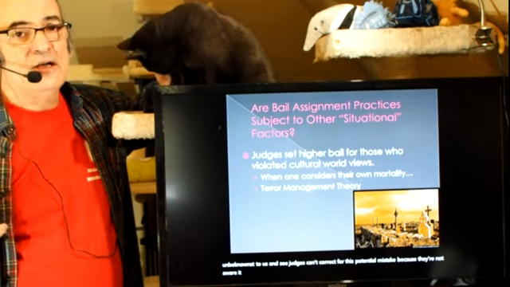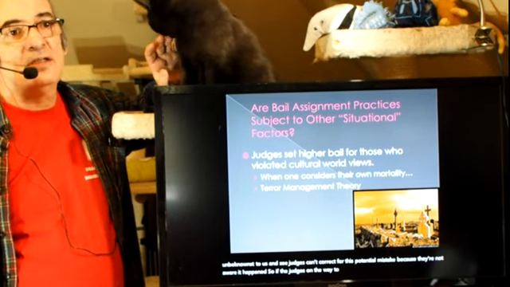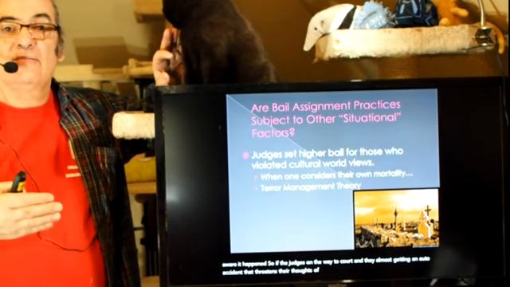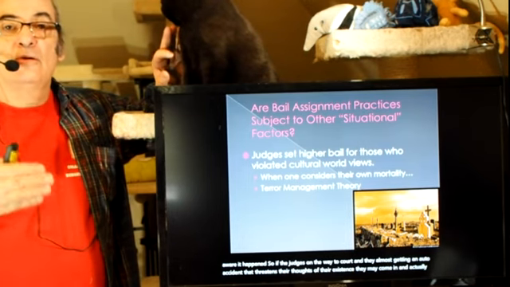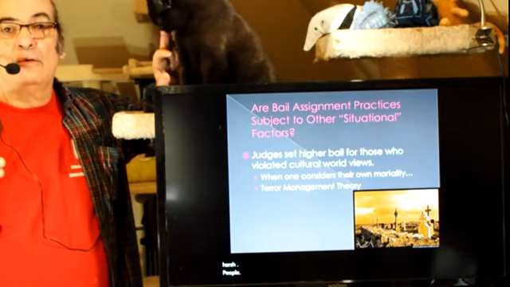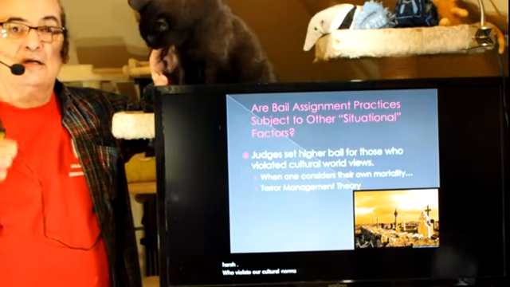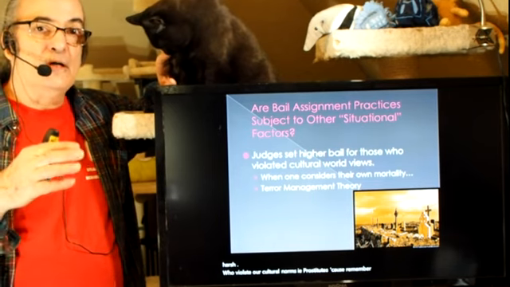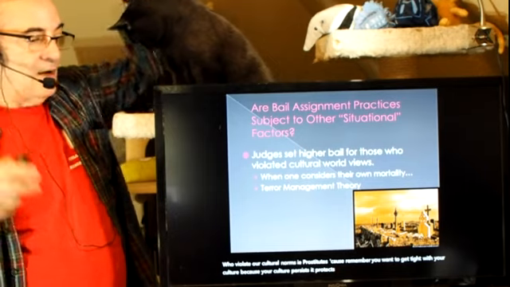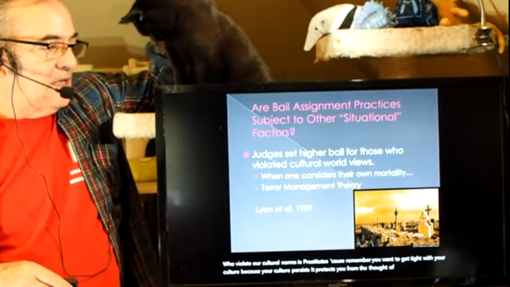So if a judge is on the way to court and they almost get in an auto accident that threatens their thoughts of their existence, they may come in and actually be more harsh towards people who violate our cultural norms, i.e. prostitutes. Because remember, you want to get tight with your culture because your culture persists. It protects you from the thought of your own death. So that came to us from Lion et al.